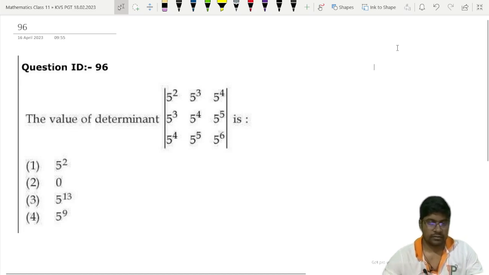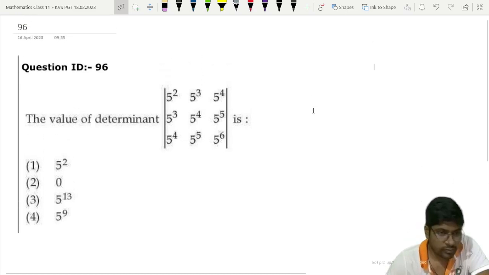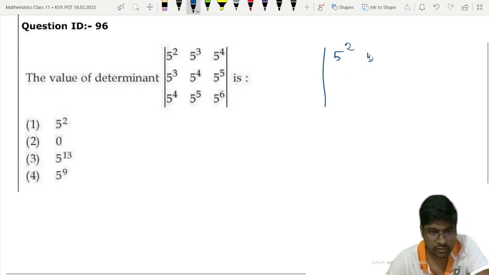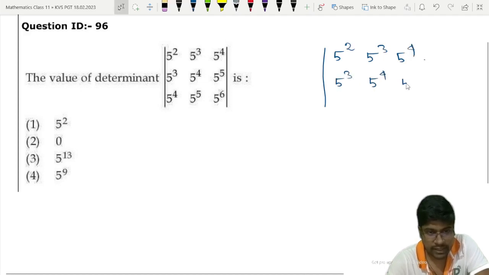Here is question number 96. We have to find the value of this determinant. A very simple determinant is given. Let me write the determinant: 5 square, 5 cube, 5 to the power 4; then 5 cube, 5 to the power 4, 5 to the power 5; then 5 to the power 4, 5 to the power 5, 5 to the power 6.